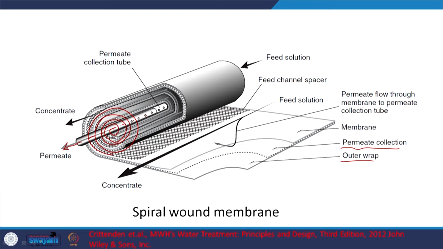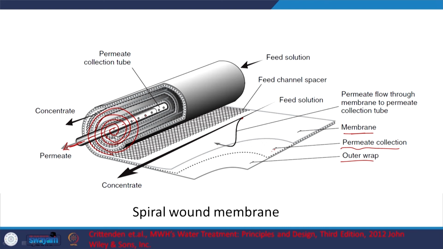This is the permeate collection, where permeate collects, and this is the membrane. The permeate flows through the membrane to the permeate collection tube. This is the permeate collection tube. So, during this it is more or less cross flow, right. That is why it is also better to avoid scaling.